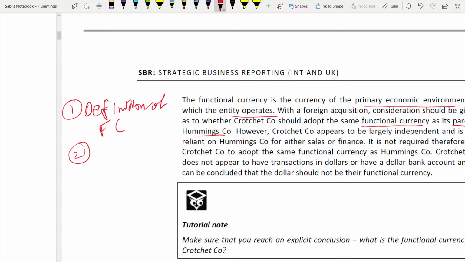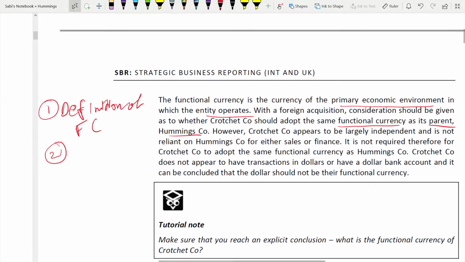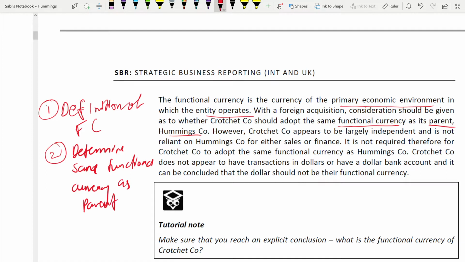Number two, you determine same functional currency as parent or not. First you have to determine this. Once you have determined it's the same functional currency as the parent, then stop there. No need to look for other factors. Then that is the functional currency.